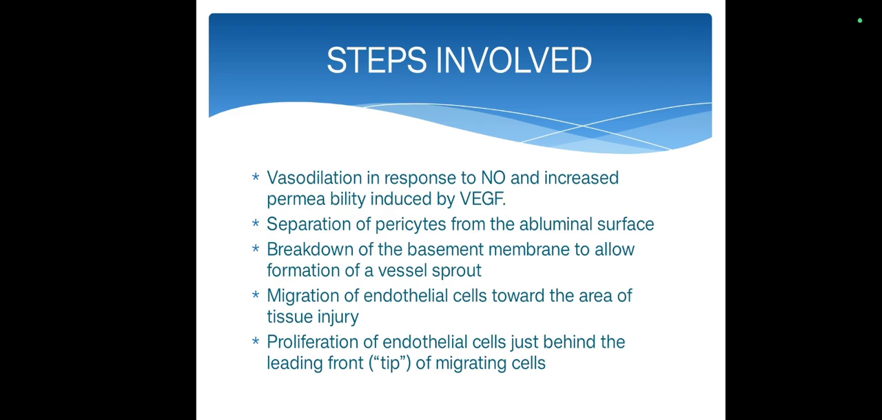Now steps involved in angiogenesis are vasodilation in response to nitric oxide, and there is increased permeability which is induced by vascular endothelial growth factor, as I've already mentioned. Now there is detachment of pericytes from the abluminal surface, breakdown of basement membrane to allow formation of vessel sprout, migration of endothelial cells towards the area of tissue injury, and proliferation of endothelial cells just behind the leading tip of migrating cells. All these things I have already mentioned in the diagram.